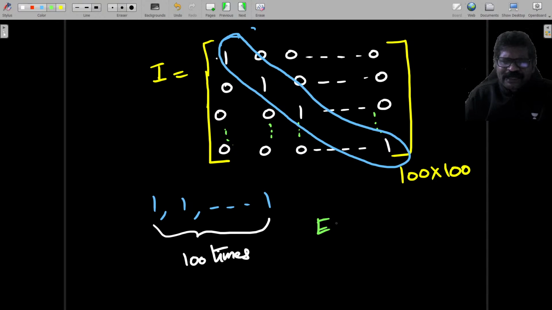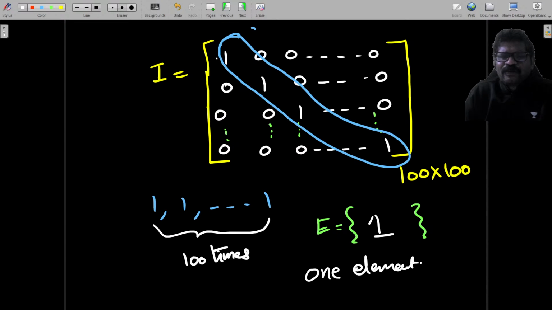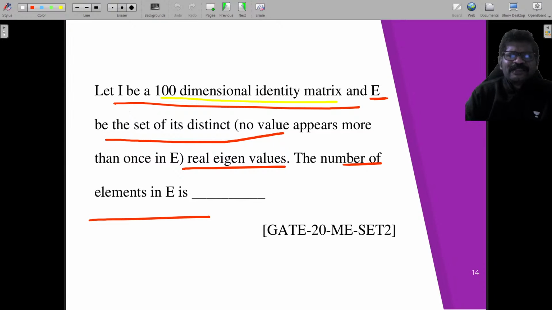E is nothing but the set of distinct eigenvalues of the identity matrix. Any value that is repeated, we are not going to take; only distinct values we are going to take in the set. That's why, how many elements are in set E? One and only one element. Therefore the correct answer is: the number of distinct elements in set E is 1.